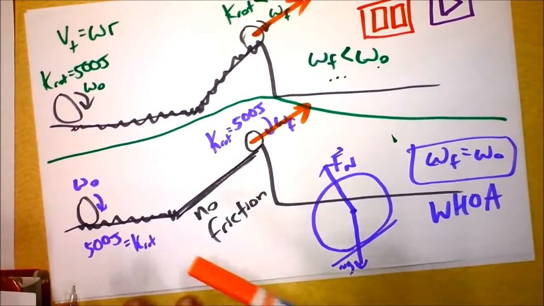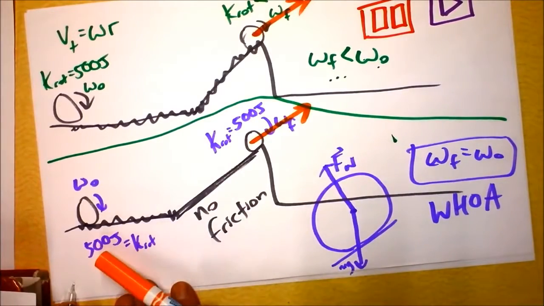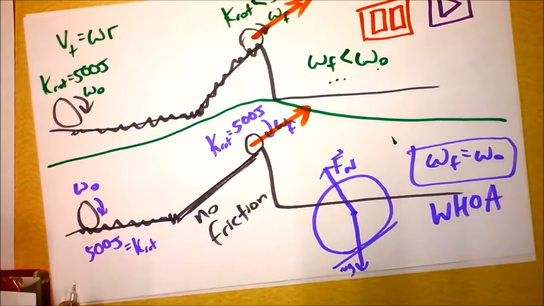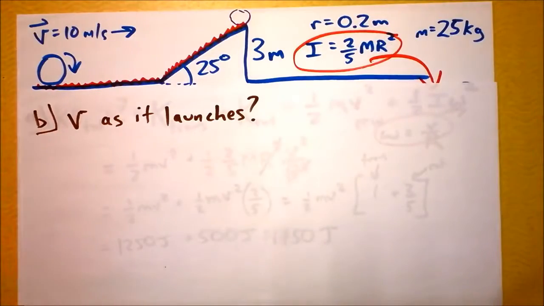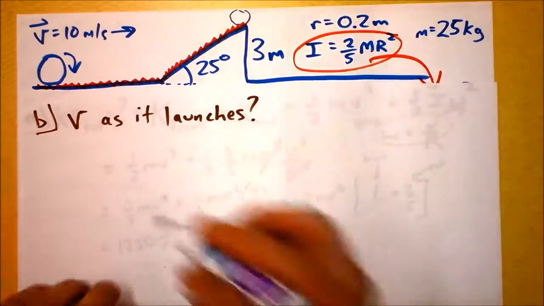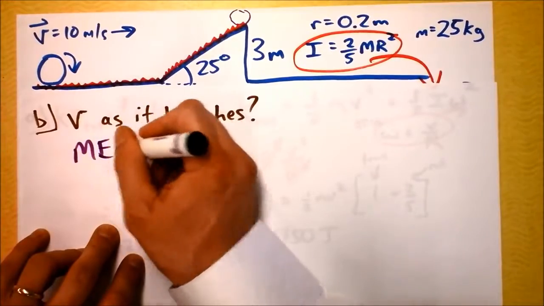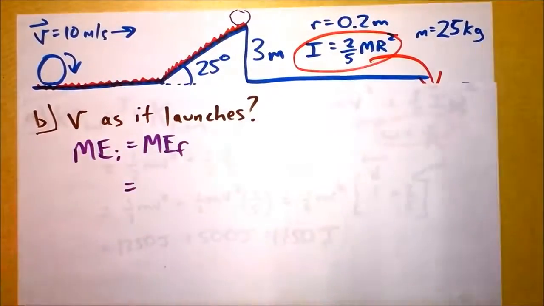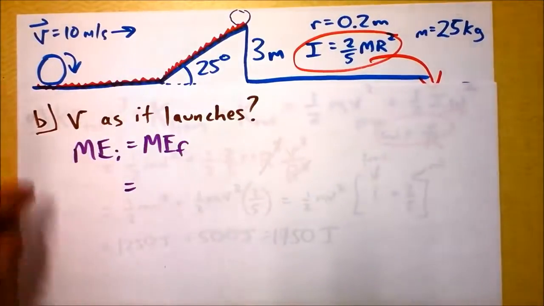At the bottom, we actually have more information, because I know that all of the energy is still trapped up in the rotation. Kinetic energy. So I'm thinking that Mi is Mf. If I say that initial mechanical energy is final mechanical energy, then I could write down all the forms of energy that are present initially.